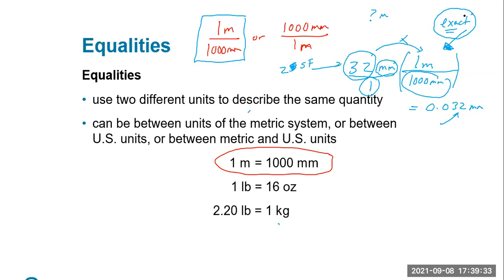And that's really the truthful answer. But for our purposes in this class, we're just going to keep it really simple. If anything is an equality, even a metric to English equality where you use a conversion factor, for the lecture part you could safely assume it is an exact number and ignore it.